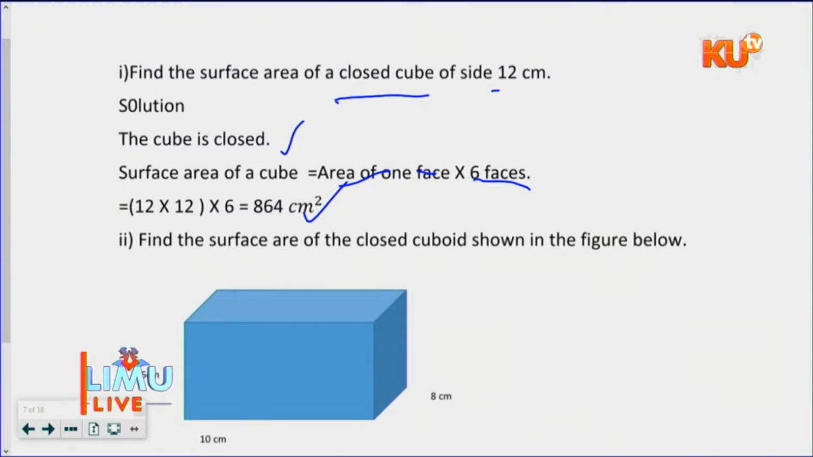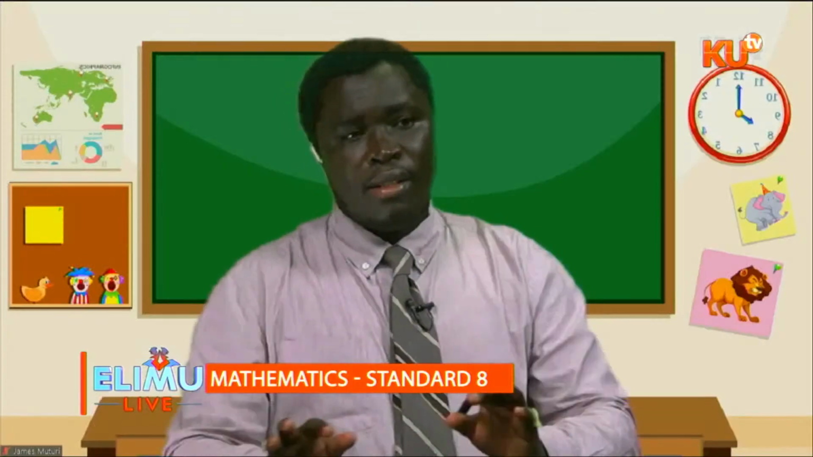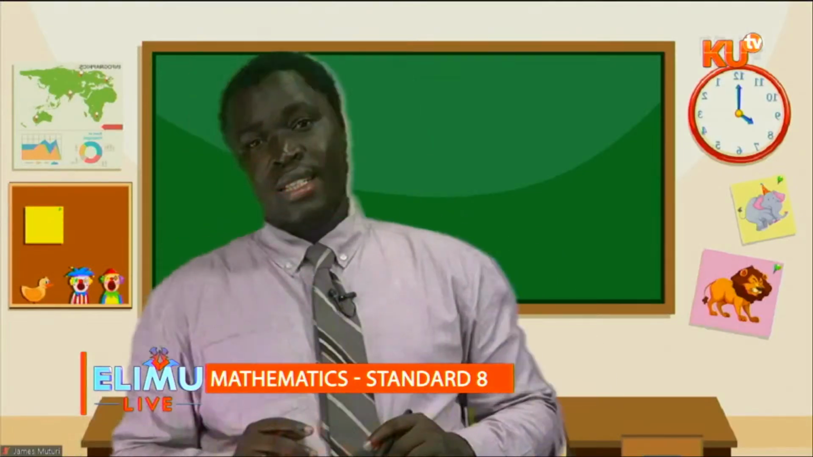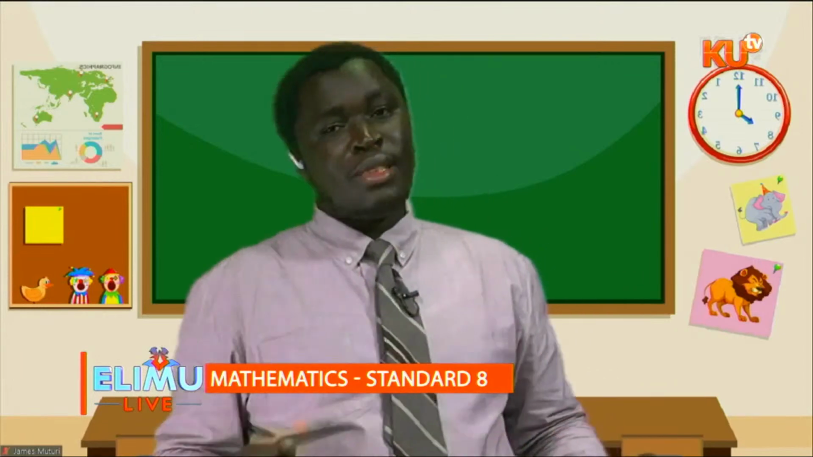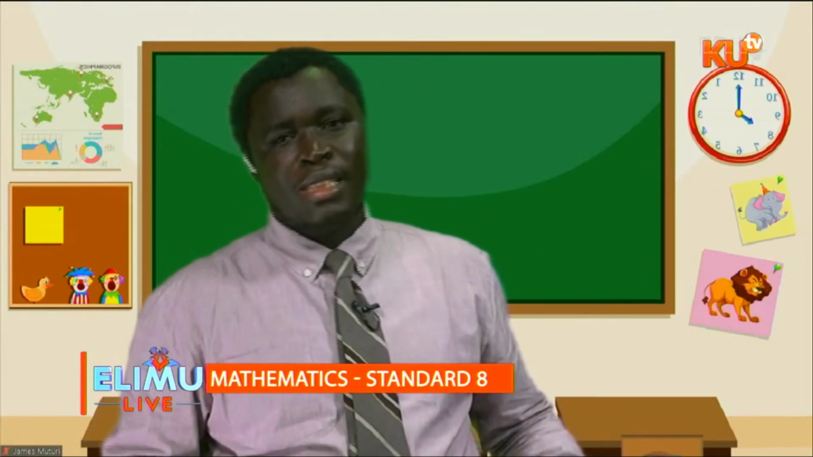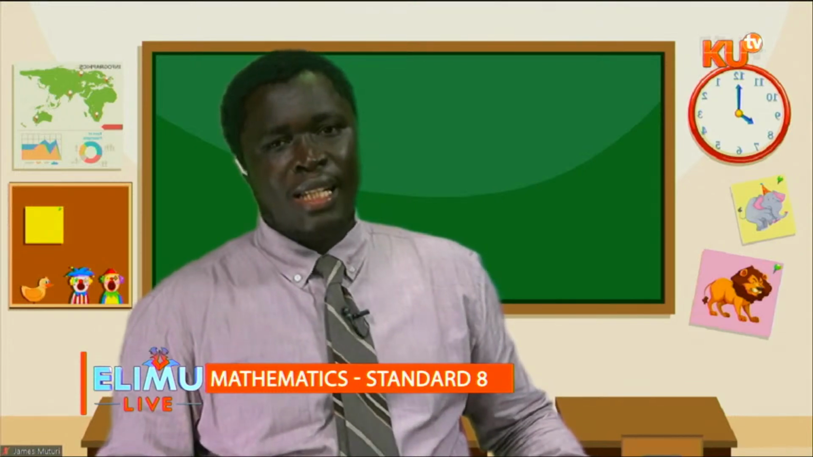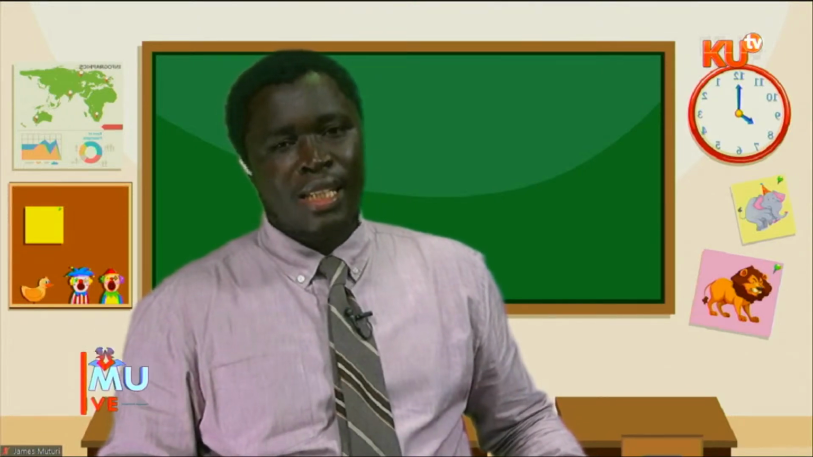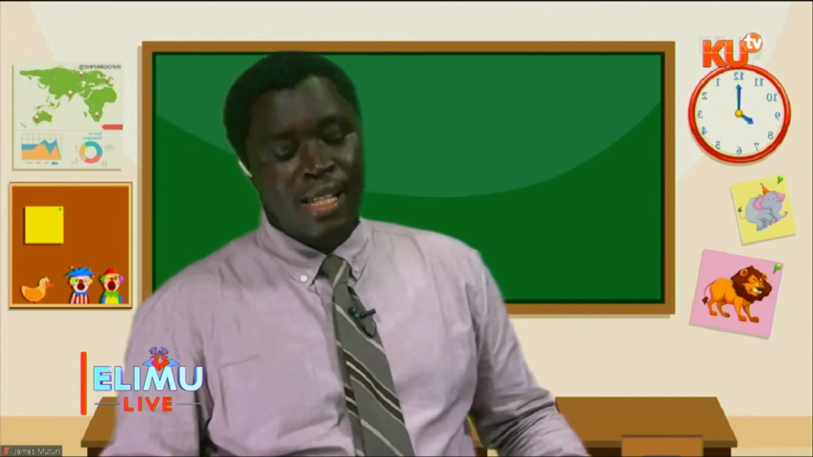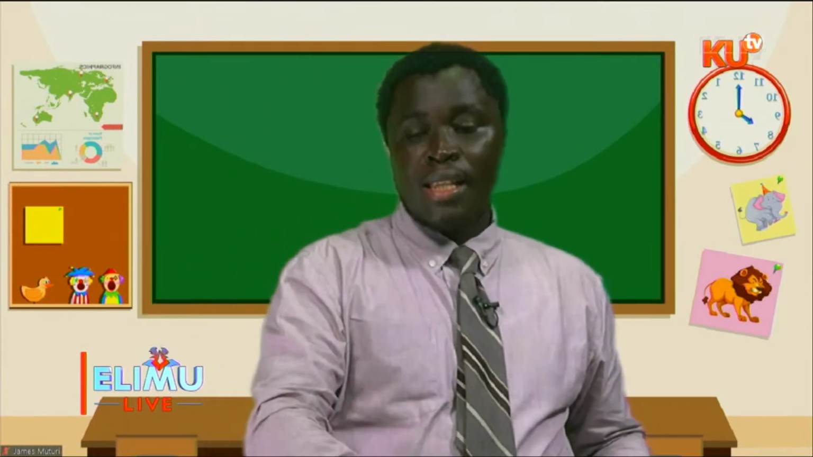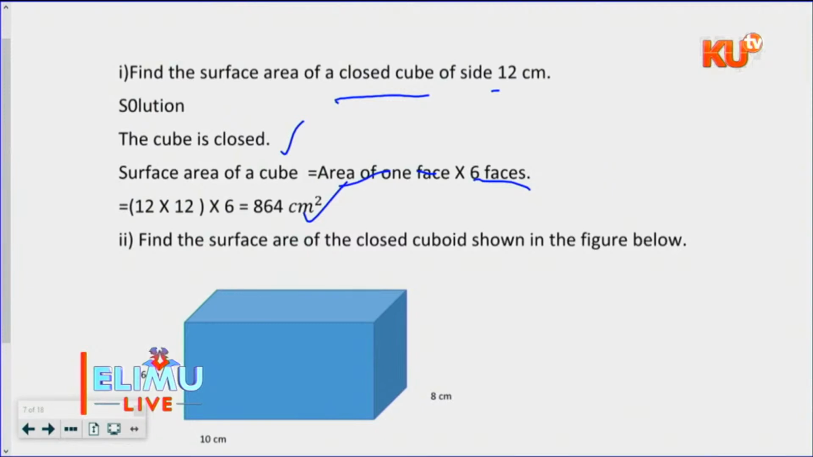This is very interesting with the cube. Area of one face, multiply by 6. You are done. You have your surface area. As we said, all the faces are equal and the same. Let's come to another example.